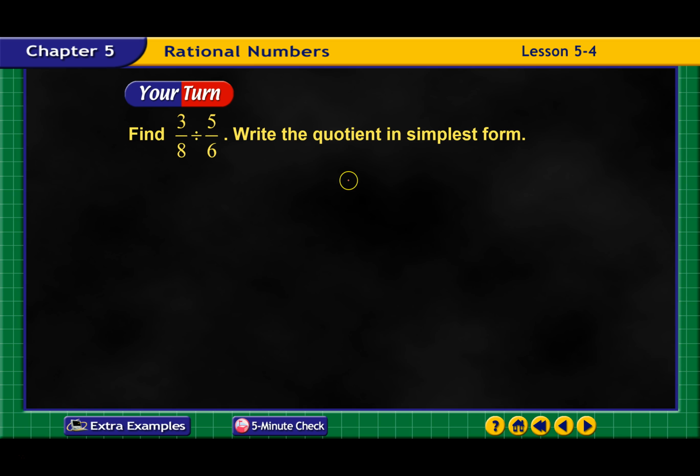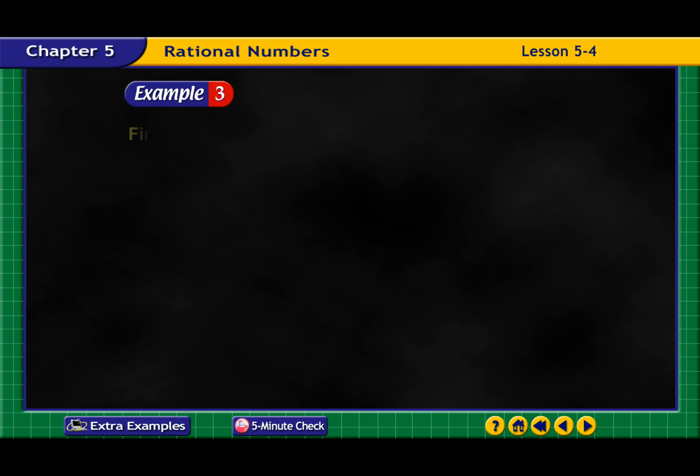All right, so let's take it out here. So 3 over 8, we're going to use the multiplicative inverse. I'm going to do 6 over 5 and change the sign here to a multiplication. I can reduce this by 2 on each one of these. So this can go to 3 over 4. So that's going to go 9 over 20.